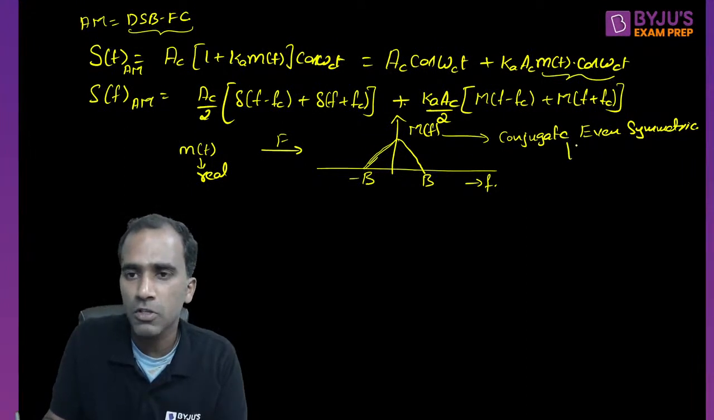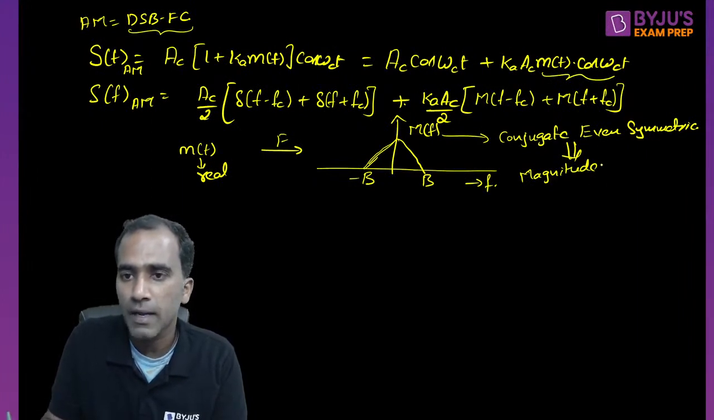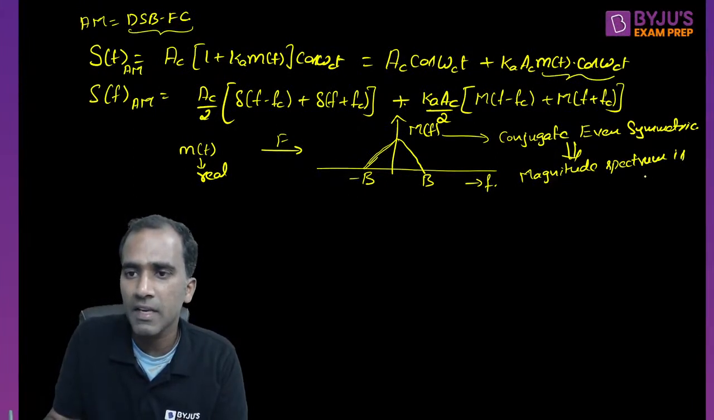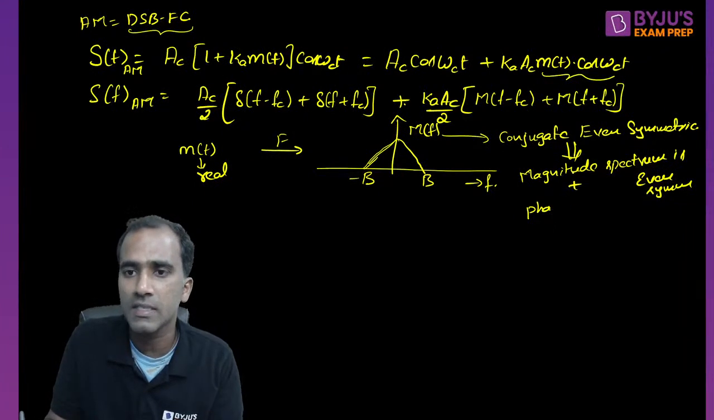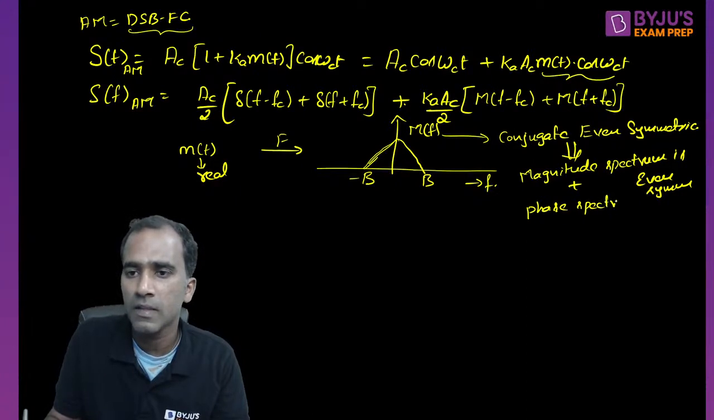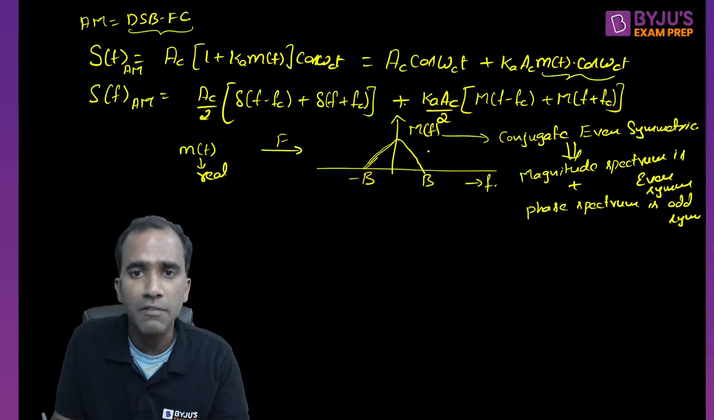What is the meaning of conjugate even symmetry? It means the magnitude spectrum, the modulus, has even symmetry, and the phase spectrum is odd symmetric. Okay, so sir, did we plot the total spectrum here?